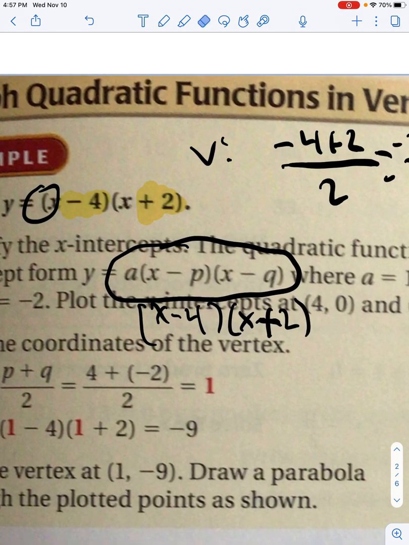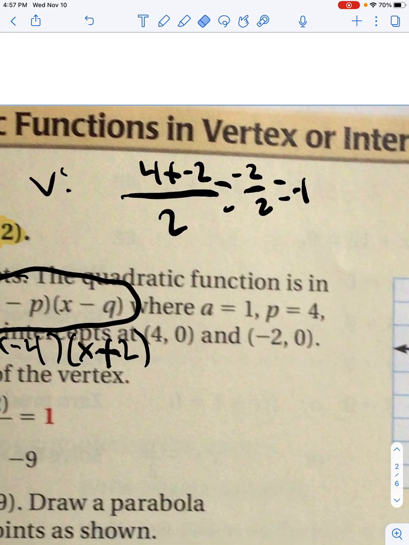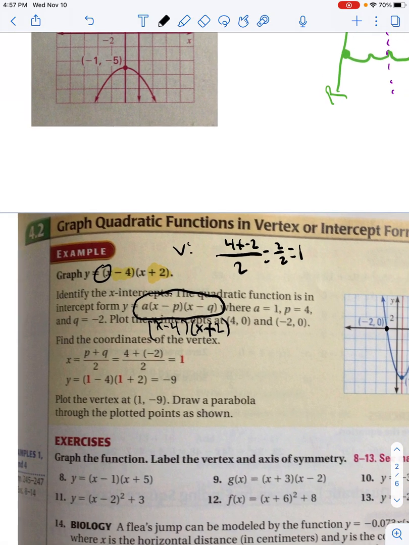Oh, excuse me. See, that's a very simple mistake. I plugged in the wrong one. So again, this should be positive 4. We talked about that. This is a positive 4. And then this one is the plus -2. So this should be a positive 2 over 2, which gives me a positive 1.